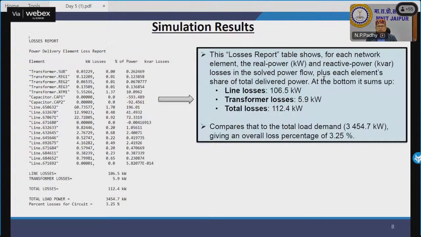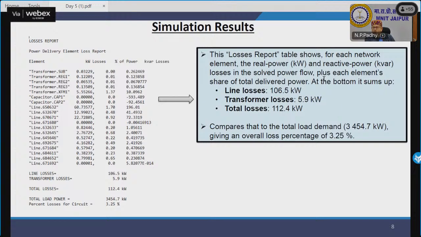And this is the simulation result. This losses report table shows, for each network element, the real power in kilowatts and reactive power in kVAR losses in the solved flow, plus each element's share of total delivered power. At the bottom, it sums up line losses, transformer losses, and total losses, and compares that to the total load demand, which is 3454.7 kilowatts, giving an overall loss percentage of 3%. And you can see that everything is now clear.